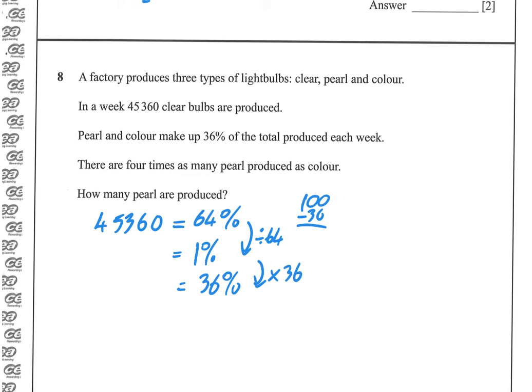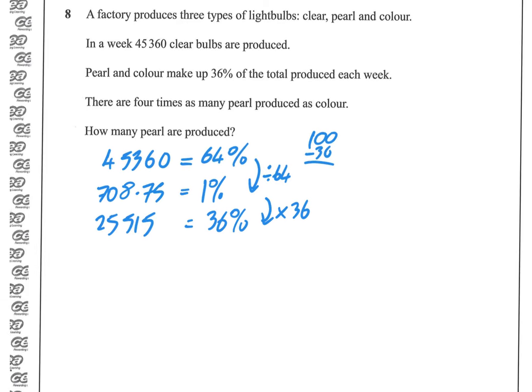So if you do that, 45360 divided by 64 gives me 708.75. Hopefully when we multiply that by 36 it gives me a nice answer, and it does. 25515. So that's how many pearl and colour together there are.